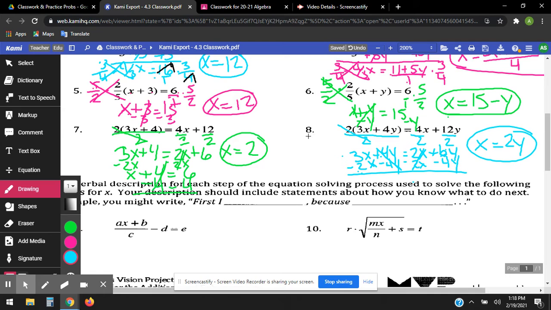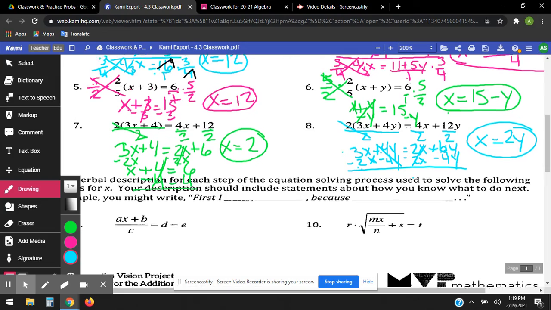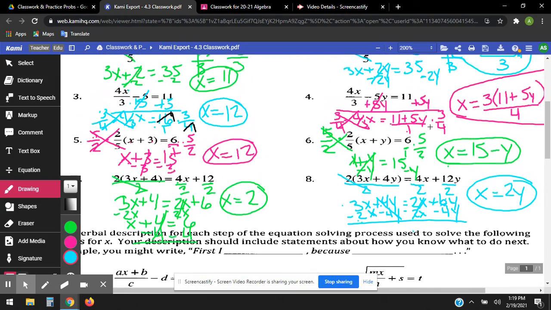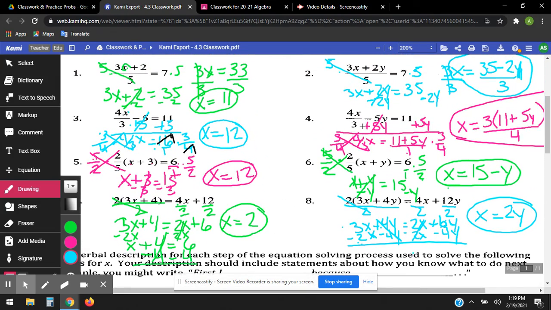All right, and if you noticed, maybe you did, maybe you didn't, notice how these, 2/5 x plus 3 equals 6 and 2/5 x plus y equals 6, 3x plus 4 and 3x plus 4y, 4x plus 12 and 4x plus 12y, we did essentially very similar equations. They just threw in a y, so we couldn't simplify it to the edge.